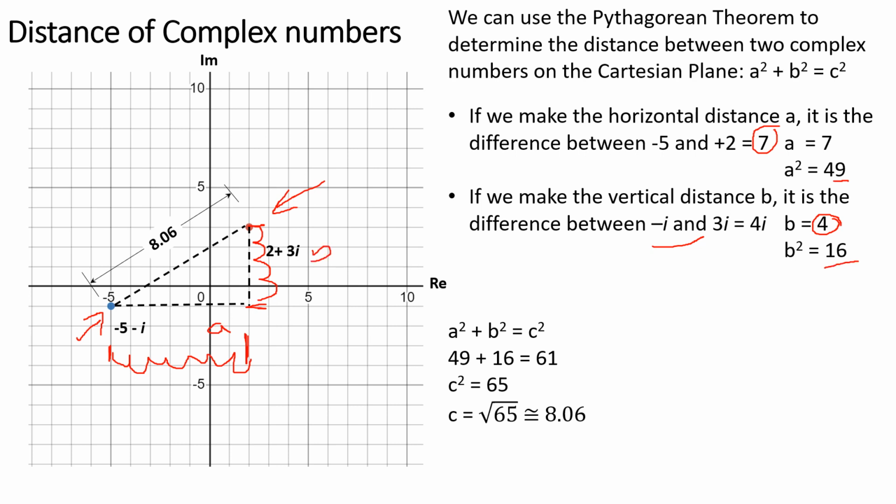Now, earlier in class, I realized I made a mistake. a squared plus b squared is c squared, so it's 49 plus 16, and I put 61. That should be 65. So when I add 49 plus 16, that's 65. That's c squared. The square root of 65 is about 8.06. So my distance between -5 minus i and 2 plus 3i, which I'm drawing here right now, is 8.06. We just use the Pythagorean theorem with the same components. Just remember, even though you're talking about an imaginary axis and imaginary numbers, you're still counting.